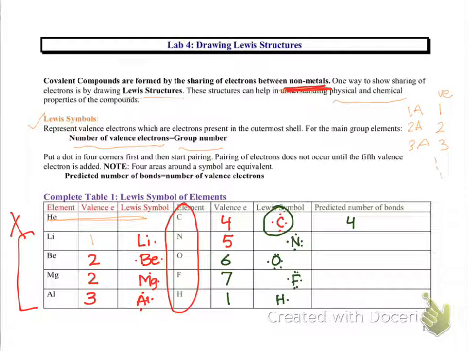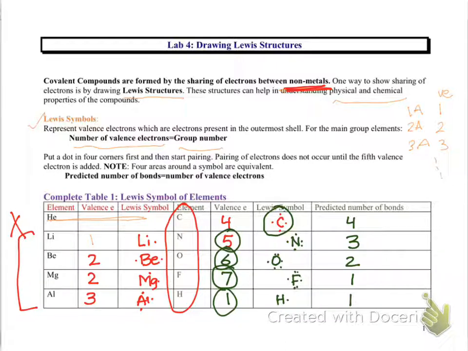Nitrogen has already 5 valence electrons. It needs 3 more to be stable, so it makes 3 bonds. Oxygen, 6 valence electrons. So predicted number of bonds is 2. 6 plus 2 is 8. Fluorine has 7. It needs 1 more to be 8, so 1 bond. And hydrogen is the exception. Hydrogen is happy with 2. So if it already has 1 valence electron, that means it needs 1 more, and 1 plus 1 is 2. So you see 1 bond around hydrogen.